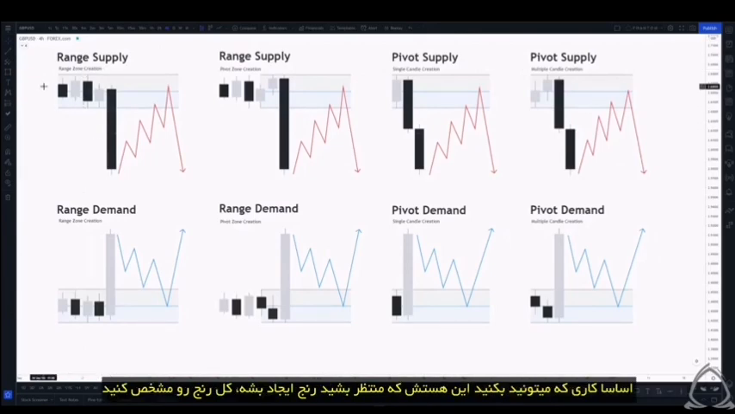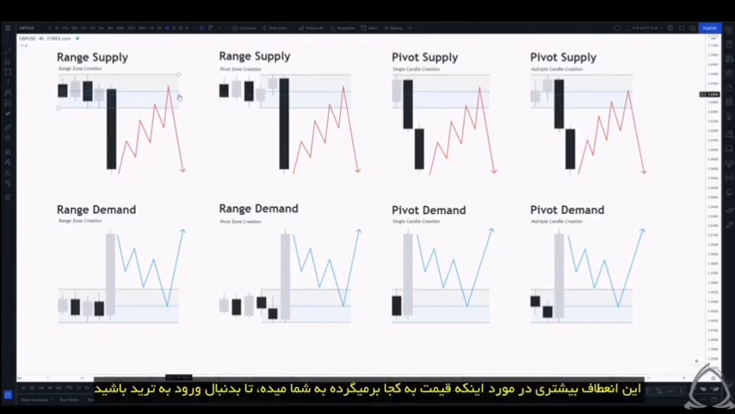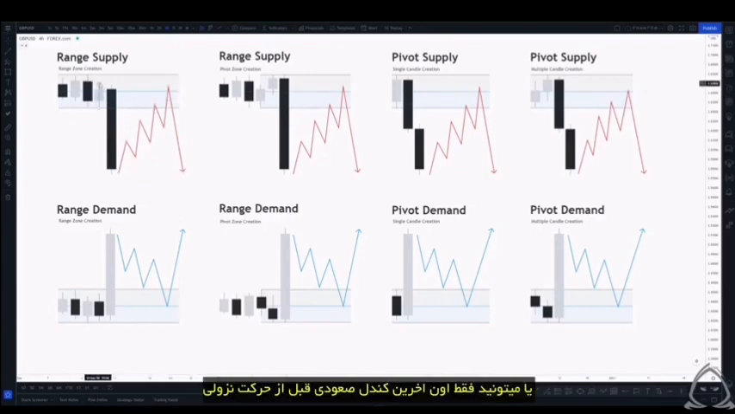Essentially what you can do is wait for that range to be created, map out the entire range, look for price to move to the downside or the upside, and then simply wait for price to return to that entire range to look for an entry. That gives you more flexibility in terms of where price will return to look for an entry, whereas you can also simply mark just the bullish candle before that bearish move or bearish candle before that bullish move.